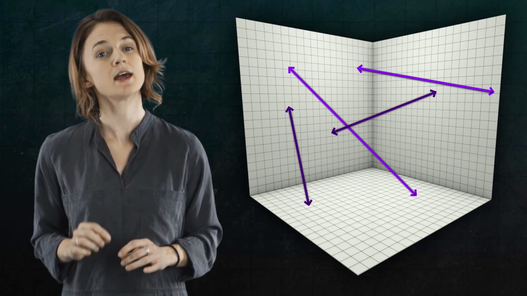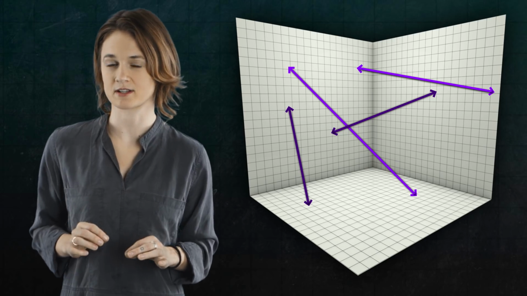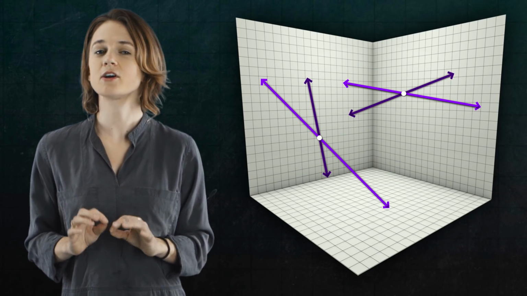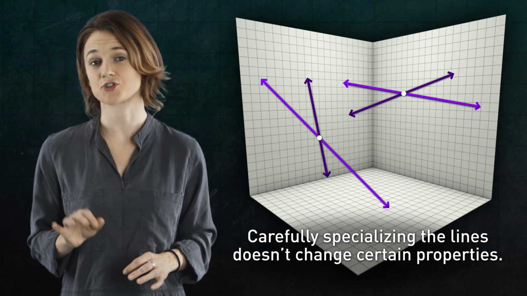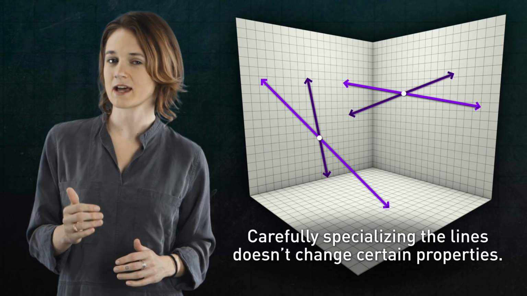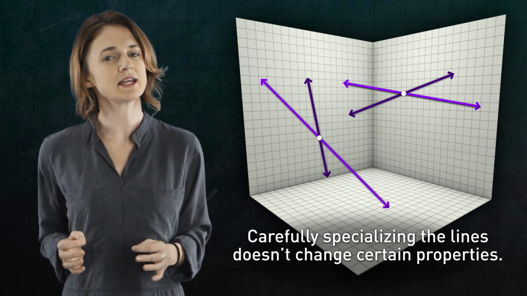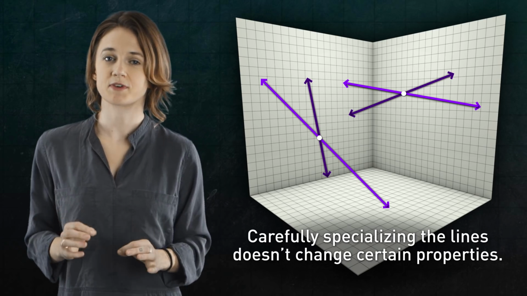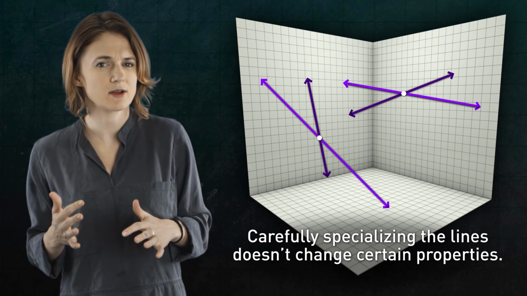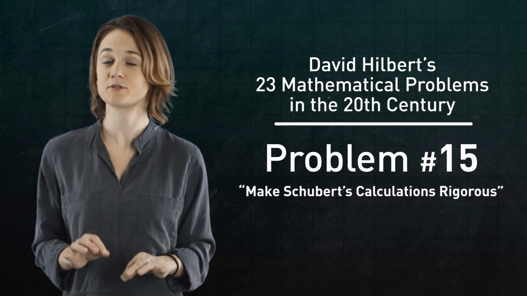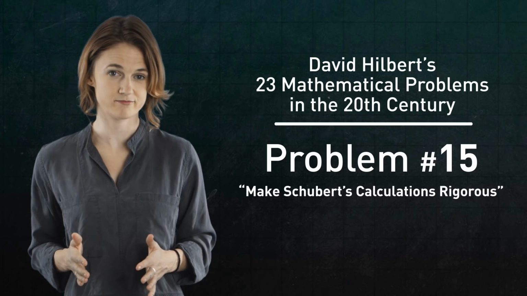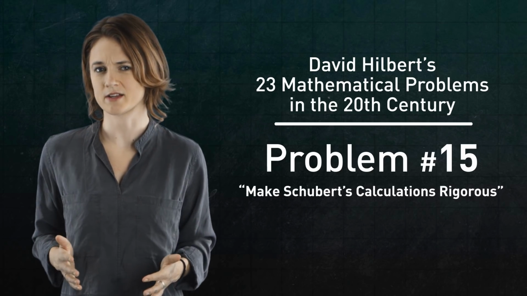Schubert simplified these kinds of problems by moving lines around until they were in a specialized position, like this or this. As long as we're very careful about how we do it, specializing lines doesn't change certain properties, like how many lines intersect them, but it does make it easier to compute. Schubert's justification for doing this was slightly sketchy. Making his calculations rigorous is actually the 15th problem on David Hilbert's famous list of influential math problems in the 20th century.